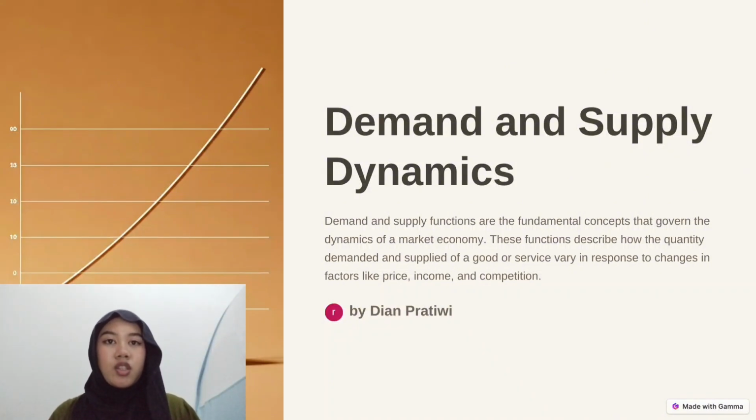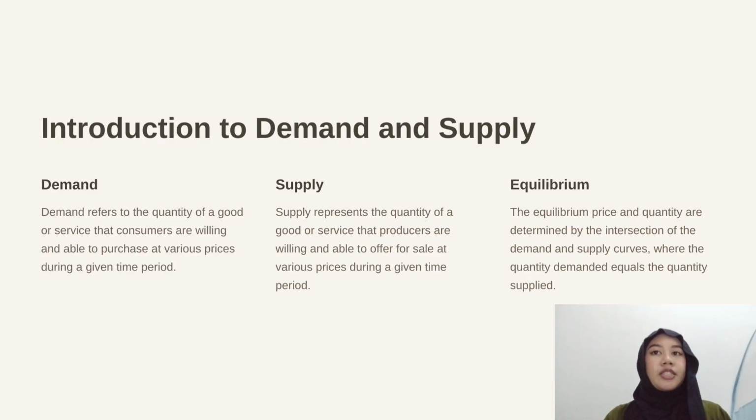Demand and supply functions are the fundamental concepts that govern the dynamics of a market economy. These functions describe how the quantity demanded and supplied of a good or service vary in response to changes in factors like price, income, and competition. Introduction to demand and supply.